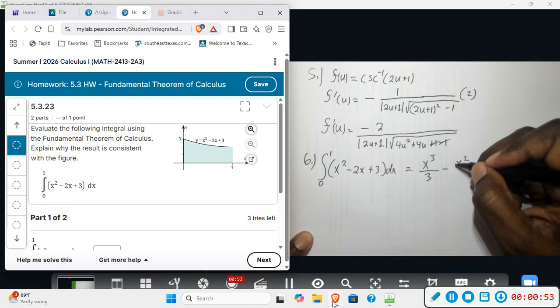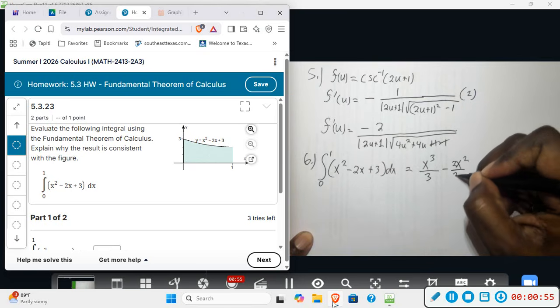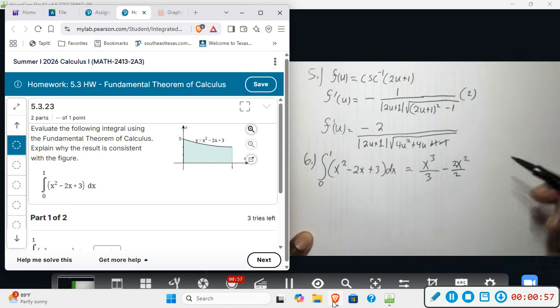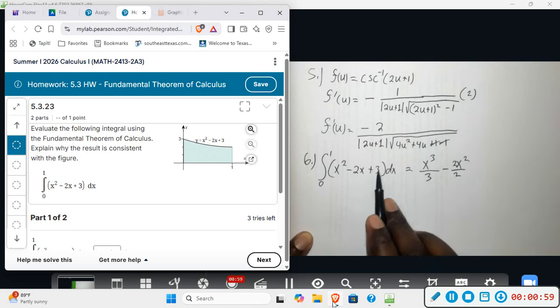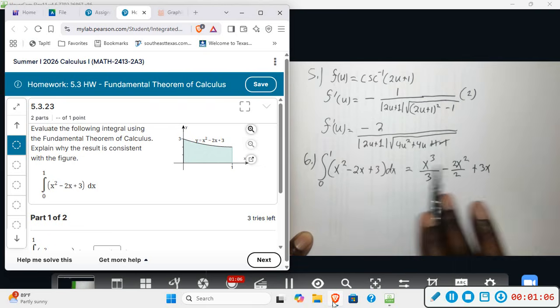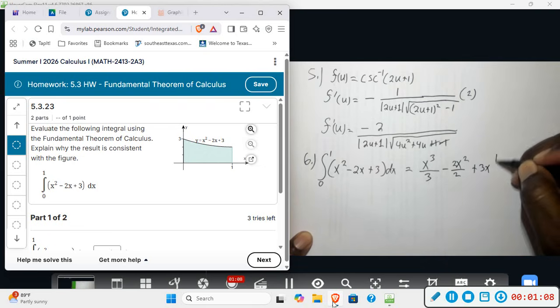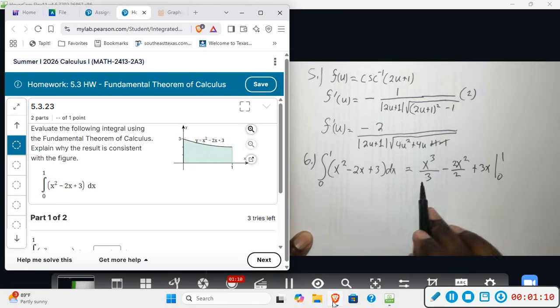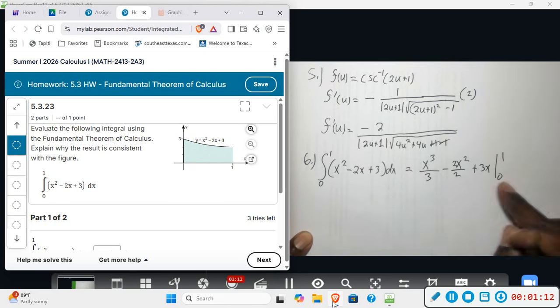Sorry, negative 2x squared divided by 2. That's what it was simplified to, but I need to show it. And then we don't have an x, so we're going to add 1 and then divide by 1, so it'll just be plus 3x. So here is the integral part. Now we're going to evaluate that 0 to 1. We're going to do the upper limit minus the lower limit.